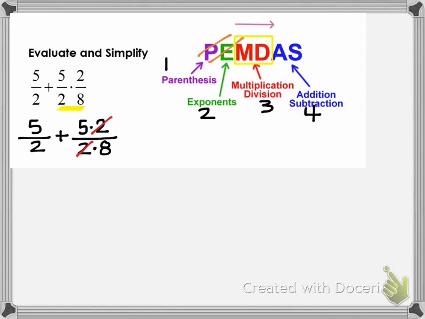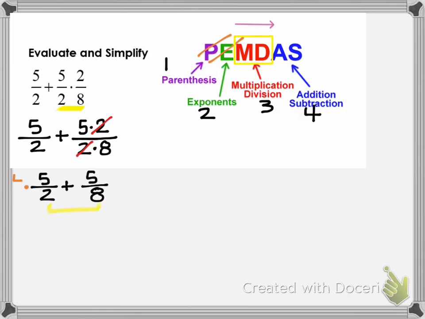Sometimes we commonly call this cross-canceling, but I really want to make sure you understand why it works and what it is that we're doing. We're dividing out common factors of the same fraction. That's why we're able to cross those out, because 2 divided by 2 is 1. So then that just leaves me with 5 halves plus 5/8. So now the only step I have is addition.